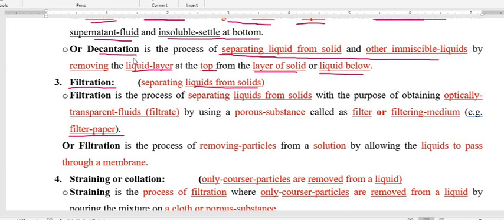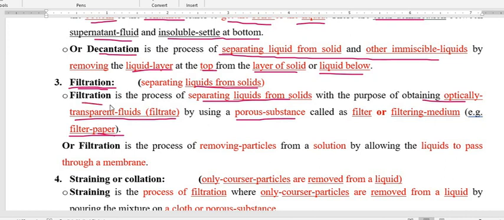Maybe through decantation, maybe through filtration. But in filtration, we have to use some porous substance like filter paper. That filter paper helps to separate the liquid from the solid, and therefore we obtain the optically transparent filtrate or fluid, and the process is called filtration.